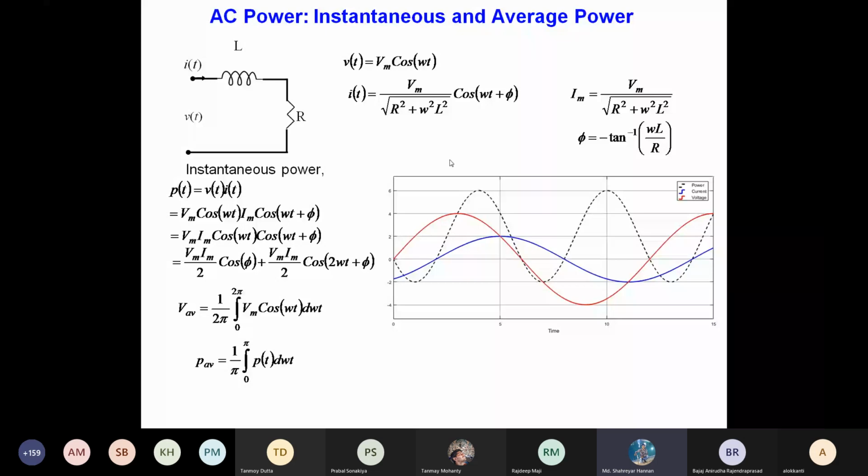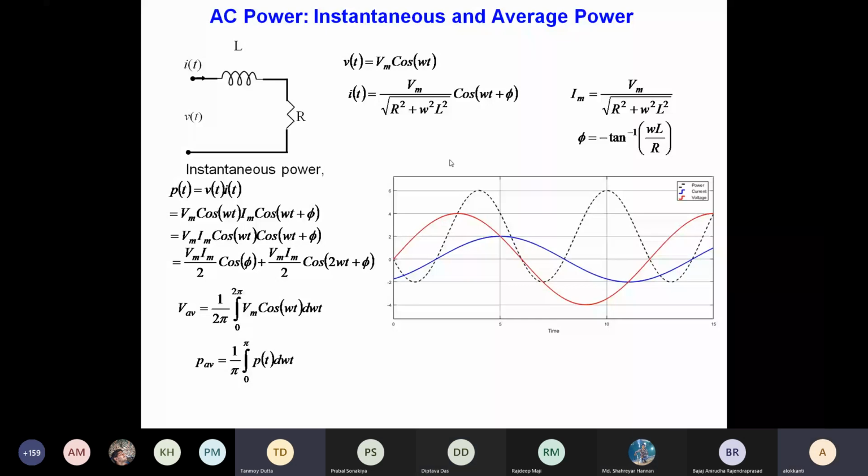It is a square of a current and voltage. It is a product of them. We can define the average in a full cycle for power. So the 2 omega t component will be 0, but the first component will be there. So what is the value of the power? The cos phi will be there.